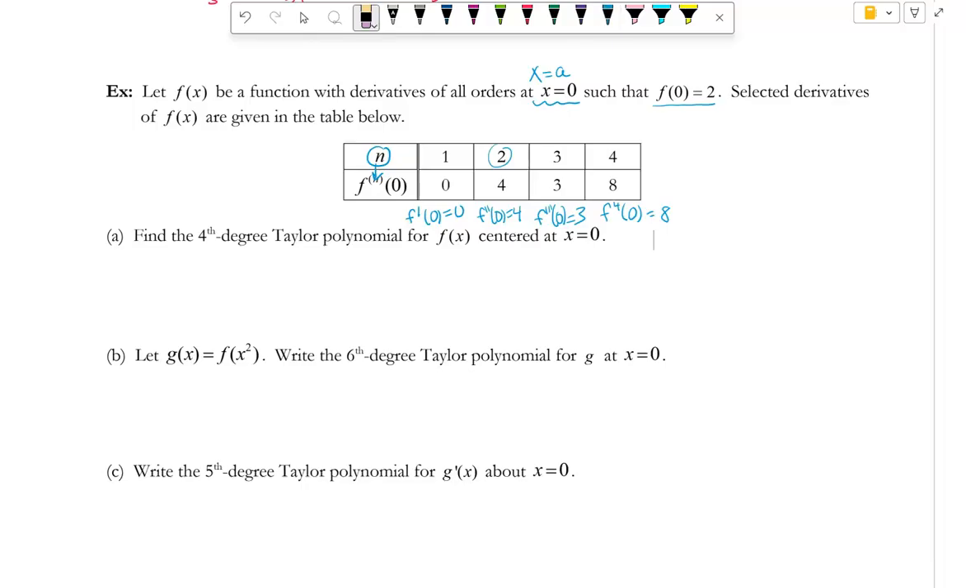So we just have to be really careful here when we're reading this table that we realize n is not our input. It's not our x value that's changing. It's the order of our derivative that is changing.